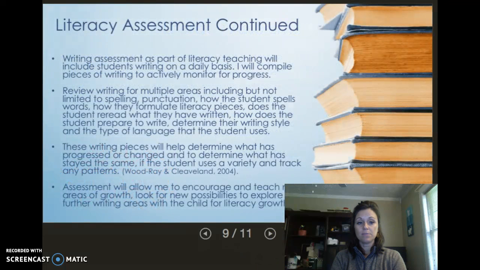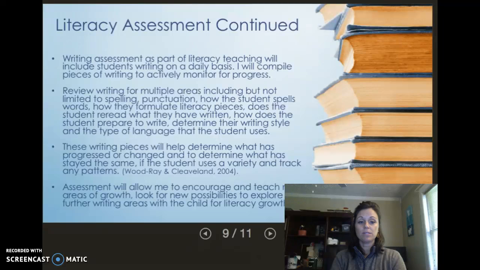For writing assessment as part of literacy teaching, students will be writing on a daily basis. And I therefore will be able to compile pieces of the student's writing to also monitor for progress and assess questions based upon their writing. I will also be able to review for spelling and punctuation. Does the student sound out a word when they're spelling? Does the student reread what they've written? How does the student prepare to write? What's their writing style? What language do they use in their writing?